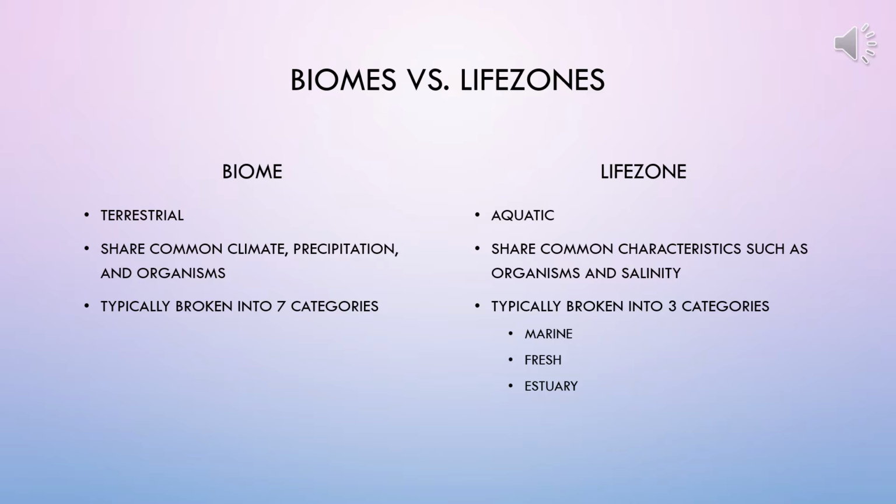Hear me talk in this video about biomes and life zones. They are two different things. Biomes are associated with terrestrial areas that share common climate, precipitation, and organism types. These are the land-based ones that you're most familiar with, and they're typically broken into 7 categories based on those characteristics and their geographic location. Life zones are aquatic, and they share common characteristics such as the organisms and the salinity of their water. They're typically broken into 3 separate categories: marine life zones, freshwater life zones, and estuary life zones.